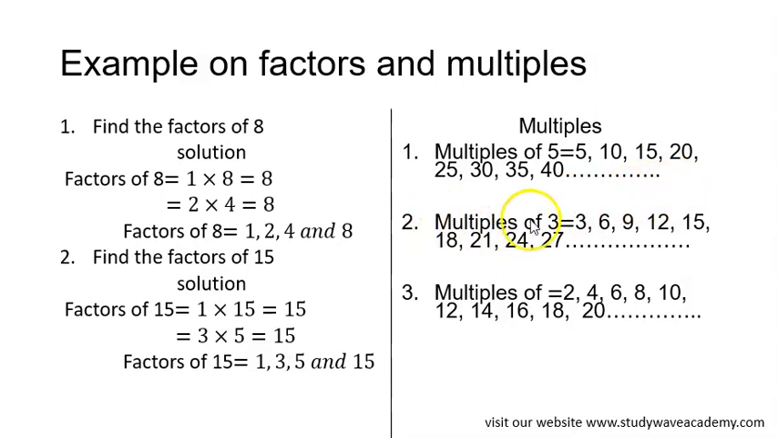Then to get the multiples of 3, you use the first method. 3 times 1 will give you 3. 3 times 2 will give you 6. 3 times 3 will give you 9. Or you keep on adding 3 to 3.